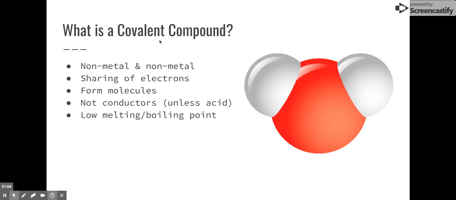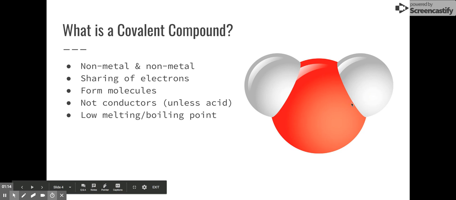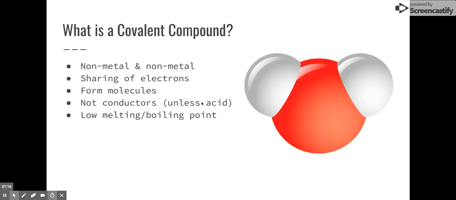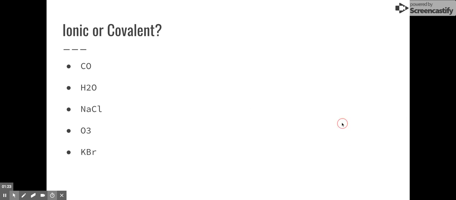Next, with covalent compounds, they're a nonmetal with a nonmetal, and it forms from a sharing of electrons. These form singular molecules such as this water molecule shown to the right, and they're not conductors unless they're an acid, and they have a low melting/boiling point. Also, they're usually liquid or gas at room temperature.